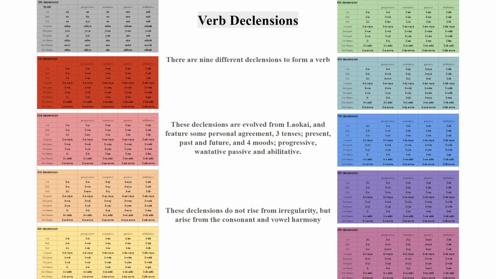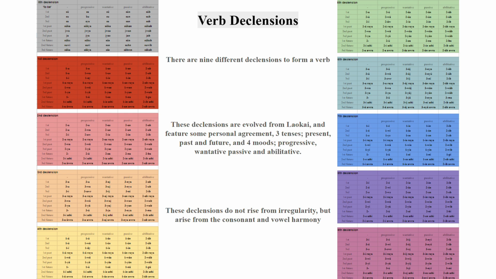Now, on to verb declensions. There are 9 verb declensions in Arjan, which means that there are 9 different ways you can decline a verb. These declensions evolved from its predecessor Laokai and feature some personal agreement, 3 tenses, present, past, and future, and 4 moods, progressive, wantative, passive, and abilitative.